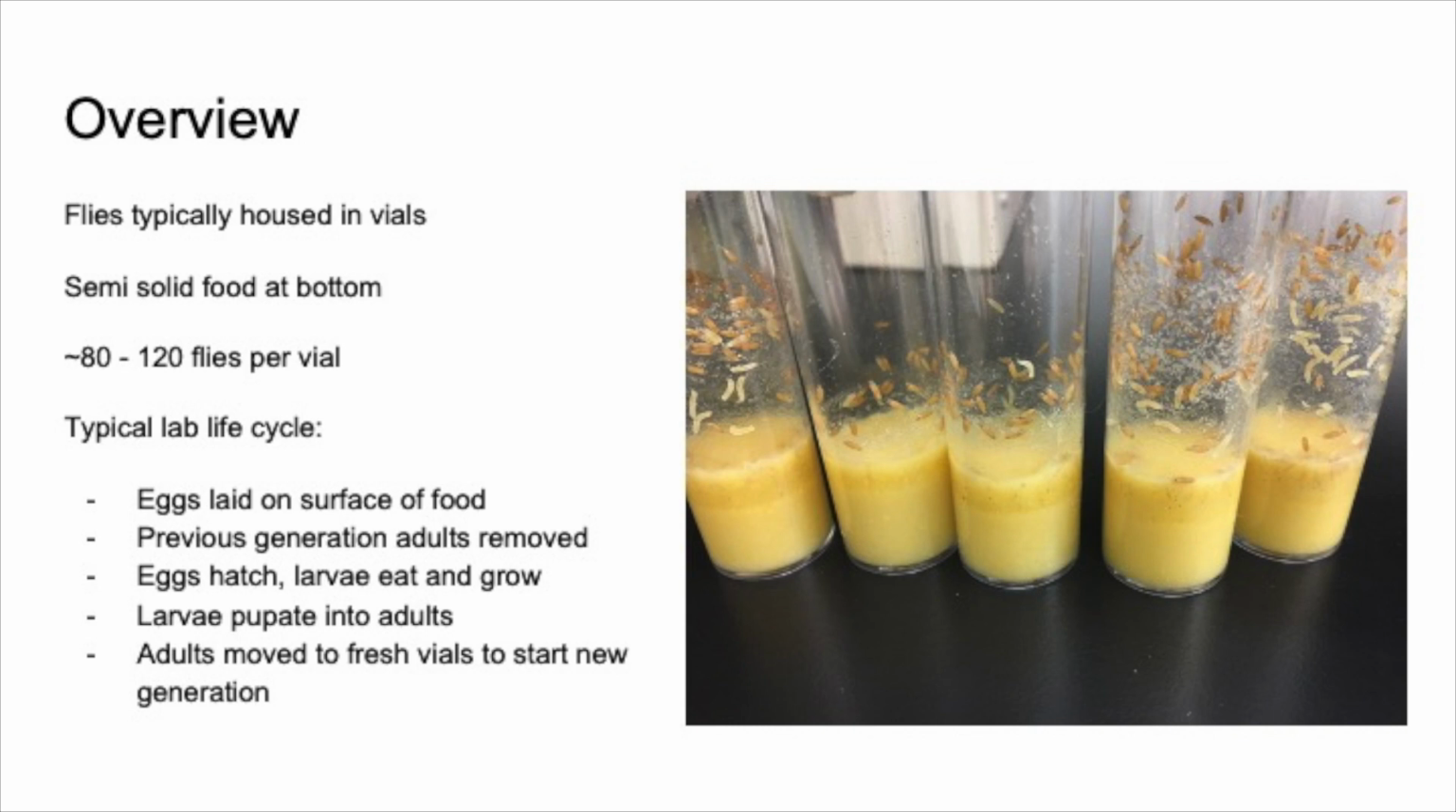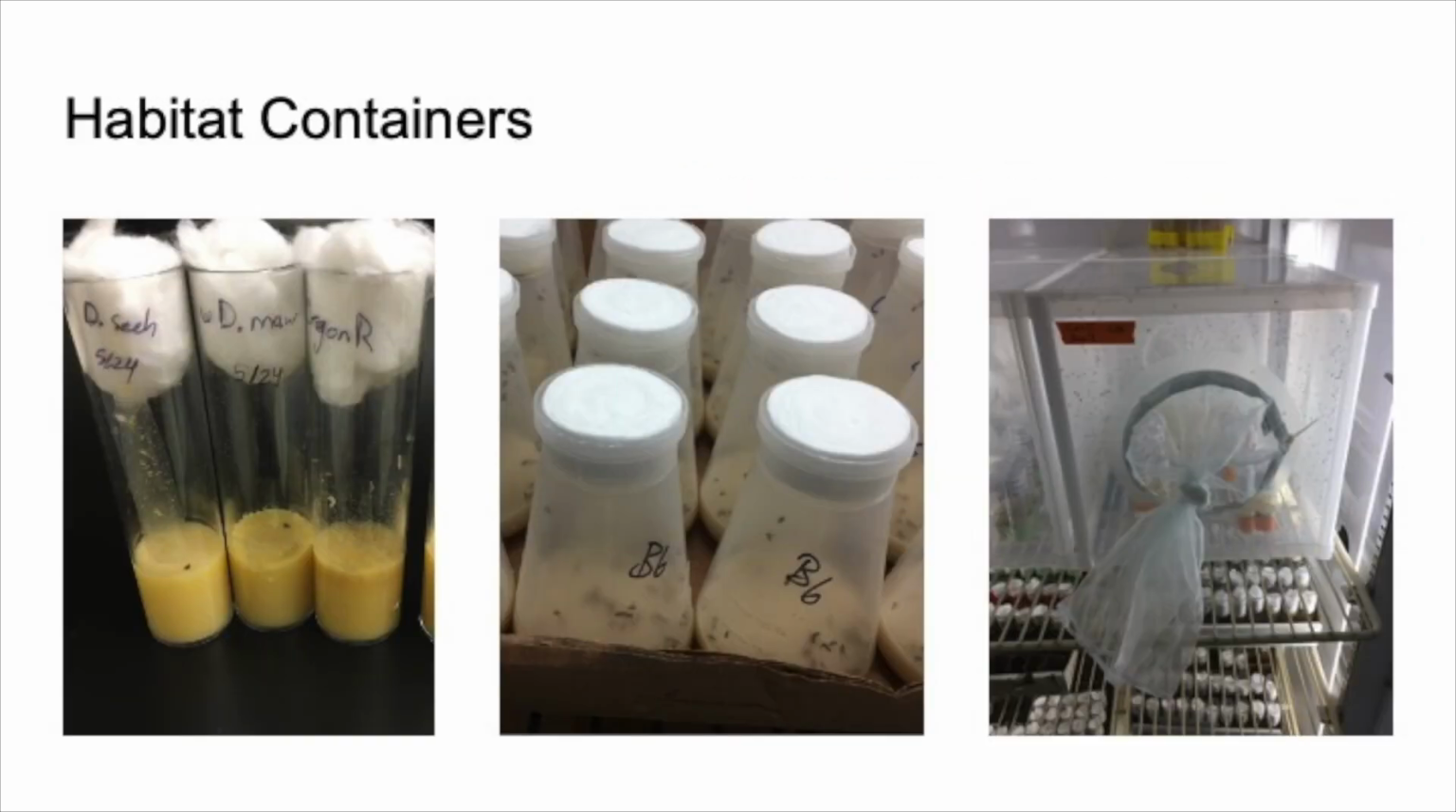After a couple of days as pupae, the adults will emerge from their pupae, or eclose, and then these adults will be transferred out of the old vials and into new vials, where they'll lay eggs and start a new generation, repeating the process. Fly labs use a number of different habitat containers to house their flies, from the ubiquitous narrow vial to larger bottles, or even very large population cages.